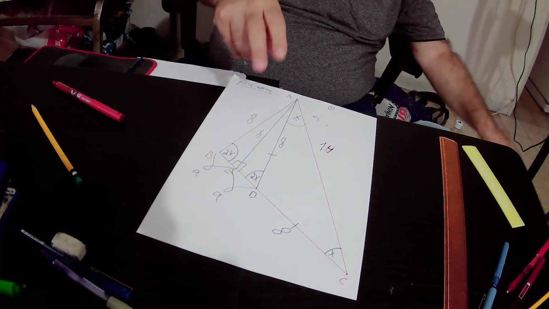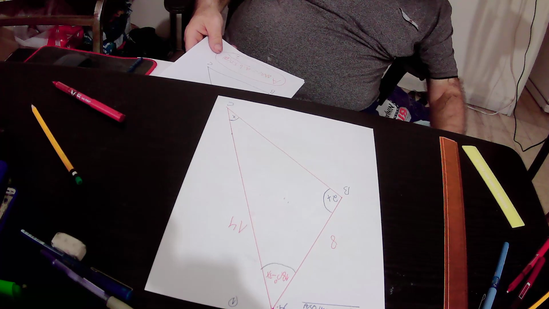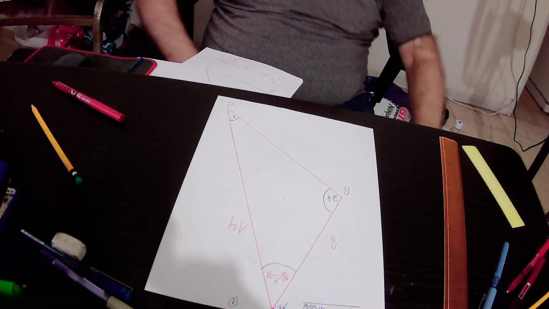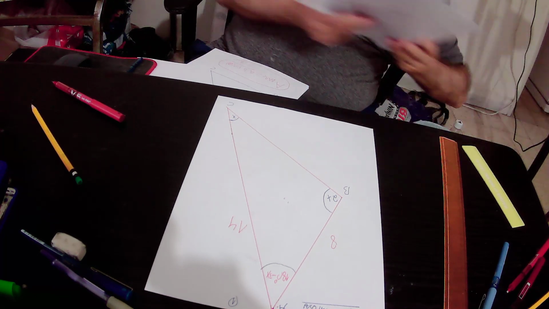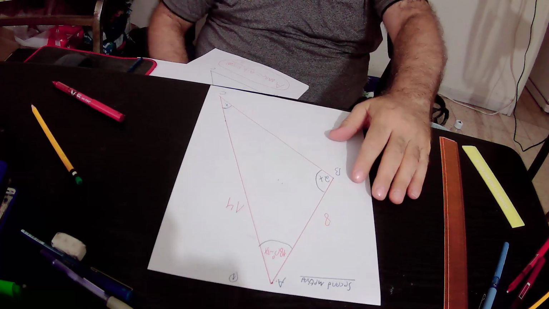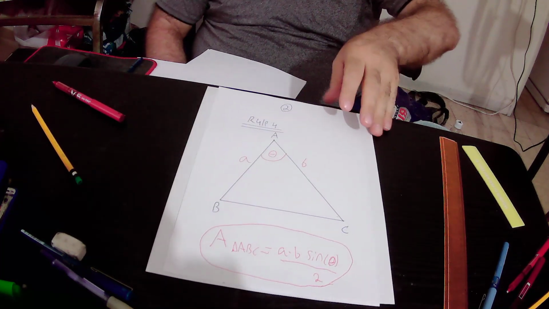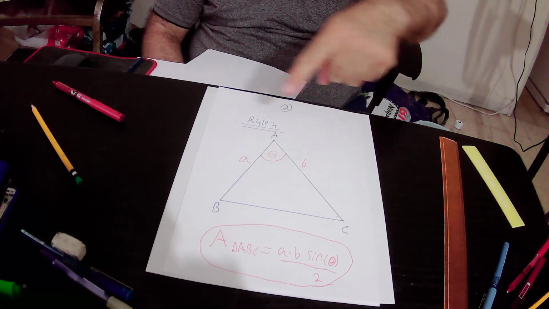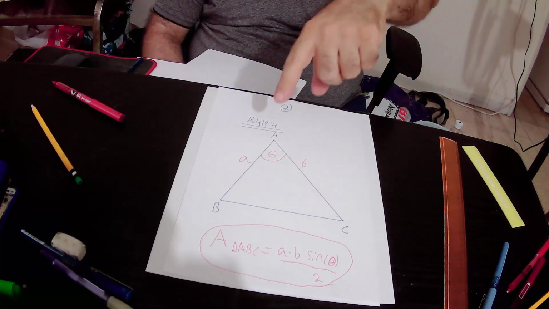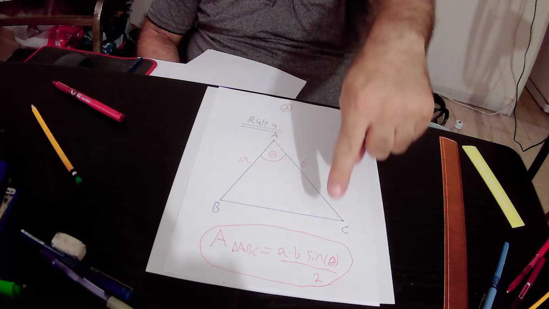And the second method to find the area of triangle ABC: in the second method, we used rule number 4, which states that the area of any triangle equals A times B times sine theta over 2.